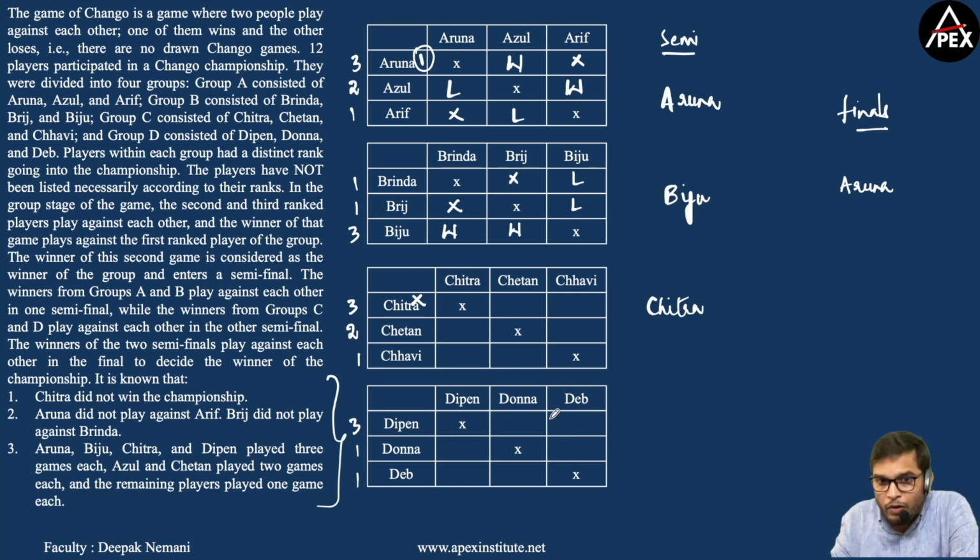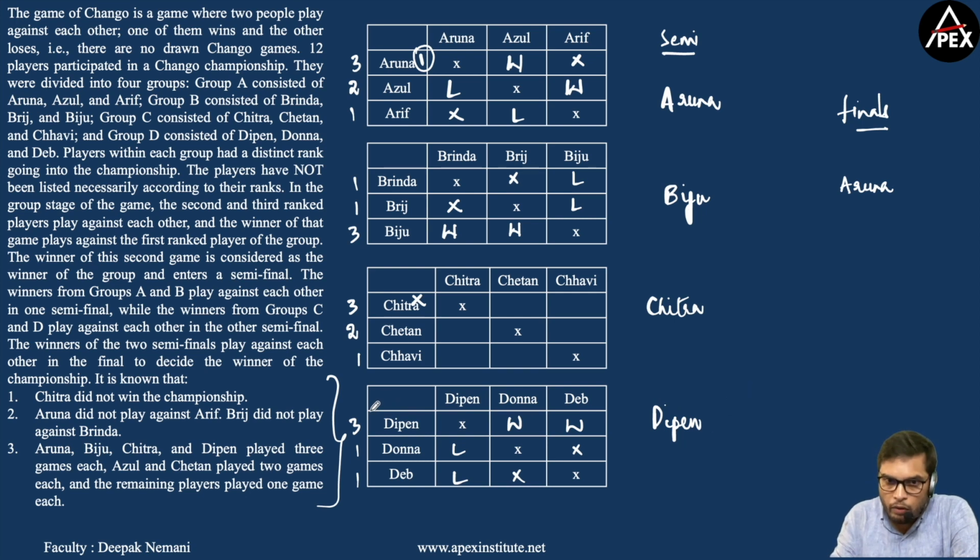Now if I consider group D, we have Dipen playing 3 games, Donna 1 game and Deb 1 game. Now I can say that out of these 3 games, 2 games were played by Dipen in the qualifier rounds only, because in qualifiers you will be having one person playing 2 games. So Dipen played against Donna and Deb, right? So Donna played against Dipen and lost to Dipen, and again Deb lost to Dipen. And we have Dipen playing the semi-final with Chitra. Now Dipen played 2 matches in the qualifiers round, 1 in semi-final.